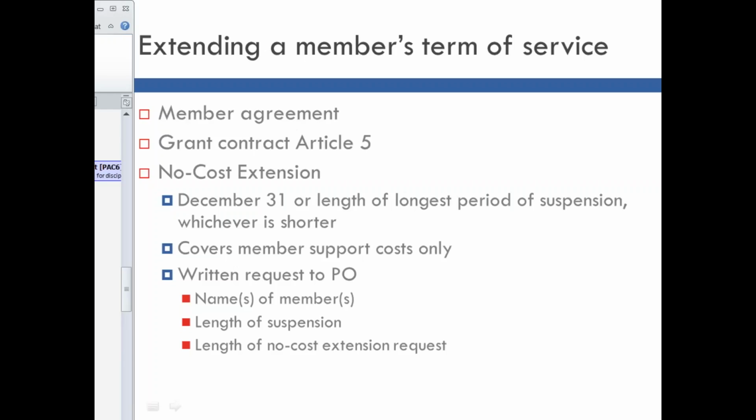So something to note here specifically is that December 31st is the hard end date. If you have a suspension that is very long, say 5 months, and you're hoping to extend the member into February of next year, under our grant contract that is not allowable. But you can request up to December 31st, so long as there's that long period of suspension that allows you to do that. If the suspension doesn't get you up until that time period, then it goes until the end of that.